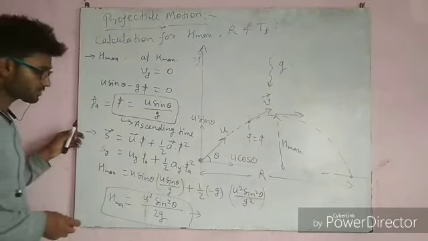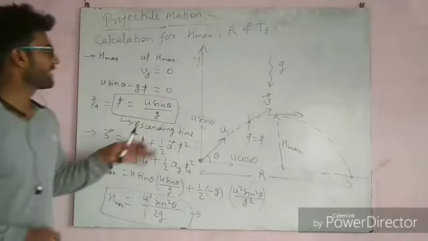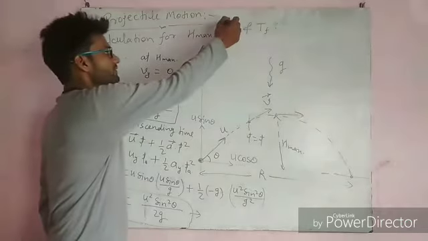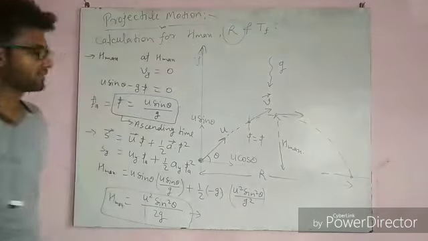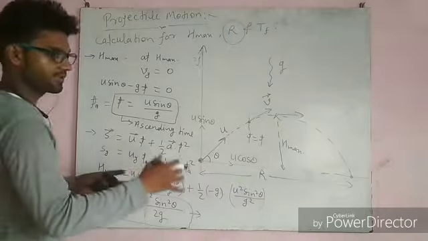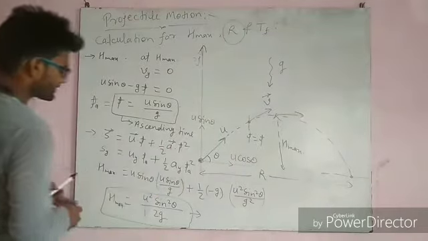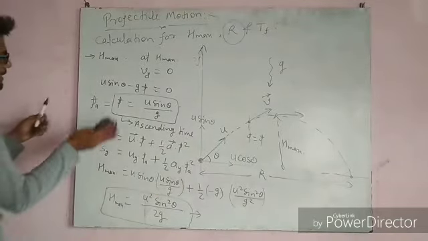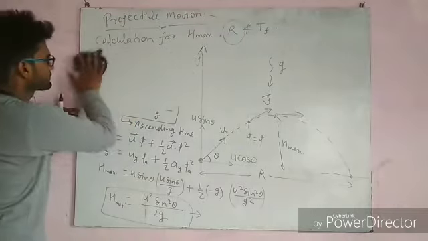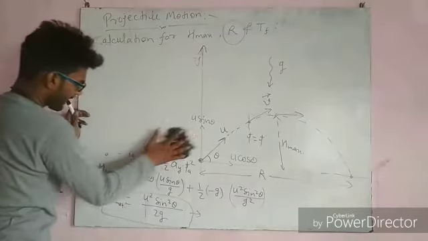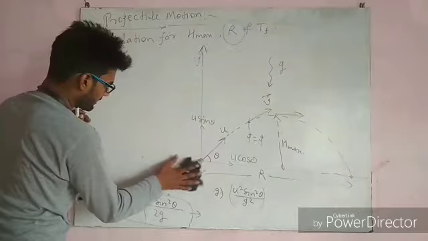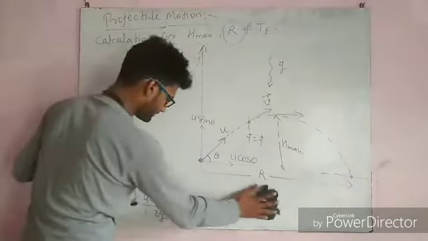Okay. So now we'll calculate r, that is the horizontal range reached by the particle, right? For the calculation of horizontal range, let us see what we'll do.